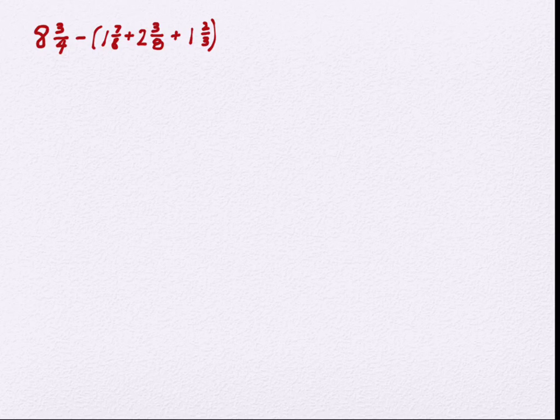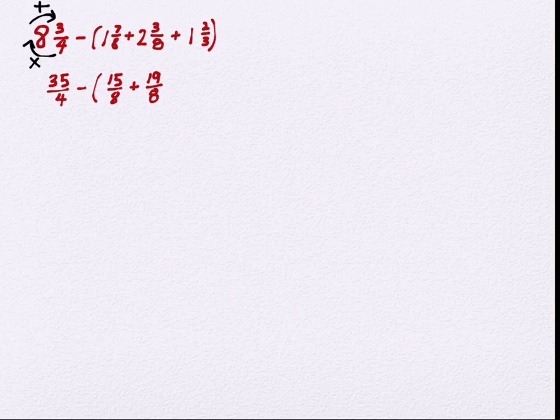So let's start with the 8 and 3/4. So I would do multiplication here, right? And then addition. So 4 times 8 is 32 plus 3. There's the 35. Yeah, 35 over 4. 1 7/8. 8 times 1 is, plus 7 is, so this is 15 over 8. 2 3/8. 8 times 2 is, 16 plus 3 is, 19 over 8.